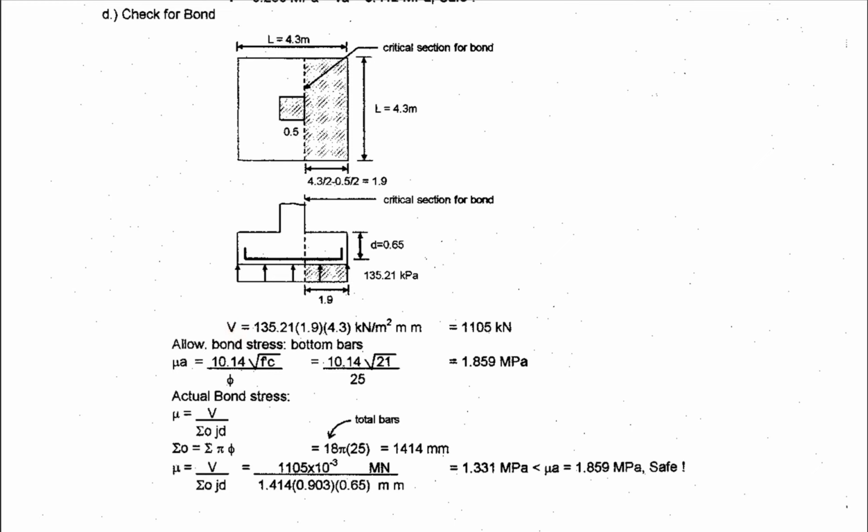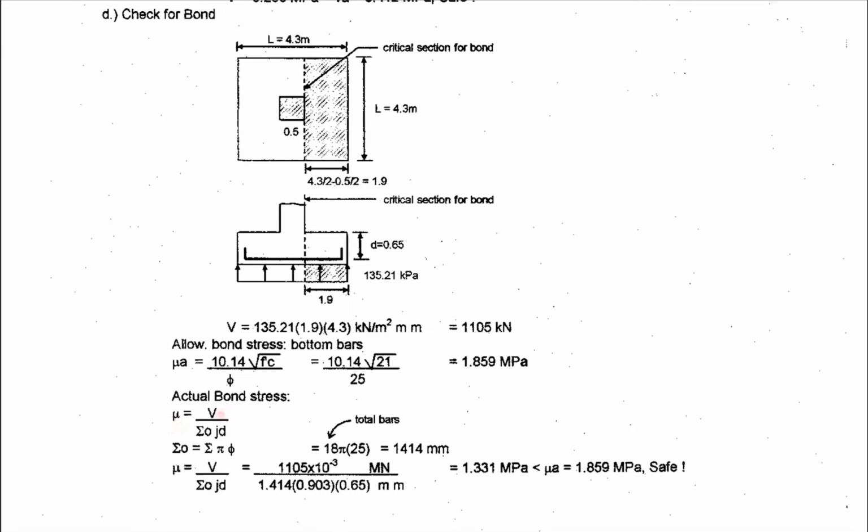But before that, we will solve for V, which is 135, that is the soil pressure, multiplied by 1.9 times 4.3. So you have your V equal to 1105. And then you solve for the allowable bond stress. You have this formula. FC prime is 21, and then the diameter of bar you use in your footing. So therefore, your allowable bond stress is 1.859 megapascal.